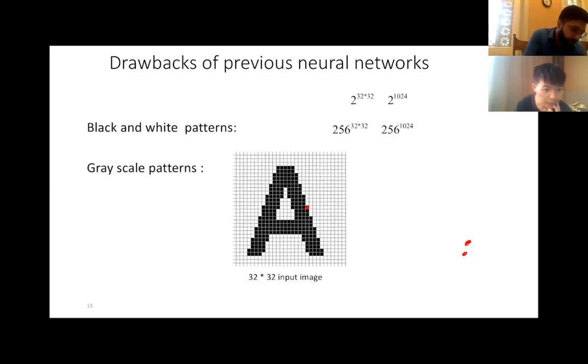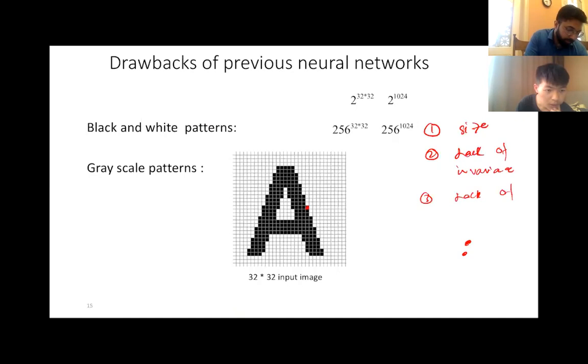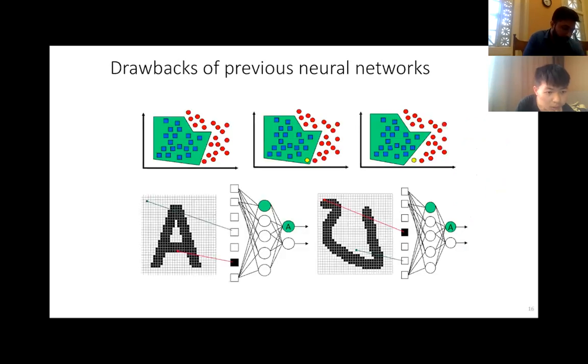So three major drawbacks we have identified: the network size, lack of invariance, and third, lack of input topology. So now let's see, how do we actually solve for these problems?